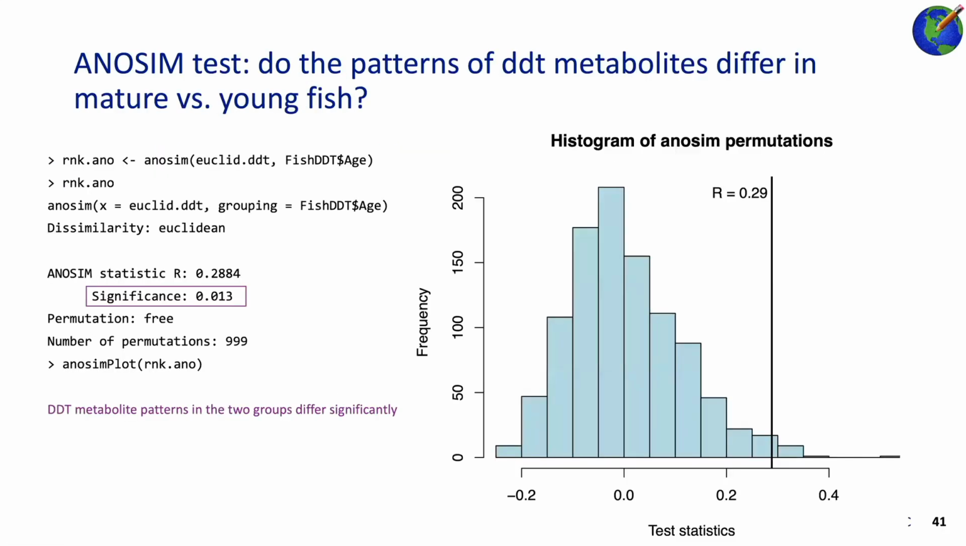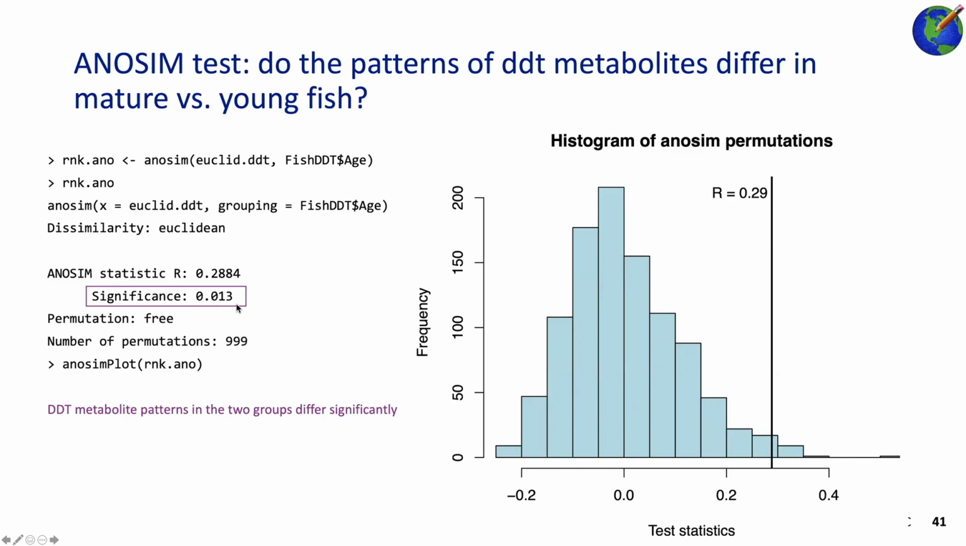You can do tests. Are the young fish different than the older fish in terms of its pattern of the 6 metabolites or 6 variations of DDT? So this is a permutation test, and there's only about 1% of the data that are at the observed value of 0.29, which was the test statistic for our data. There's only about little over 1% at that value and higher here. That's what the p-value is, 0.013.